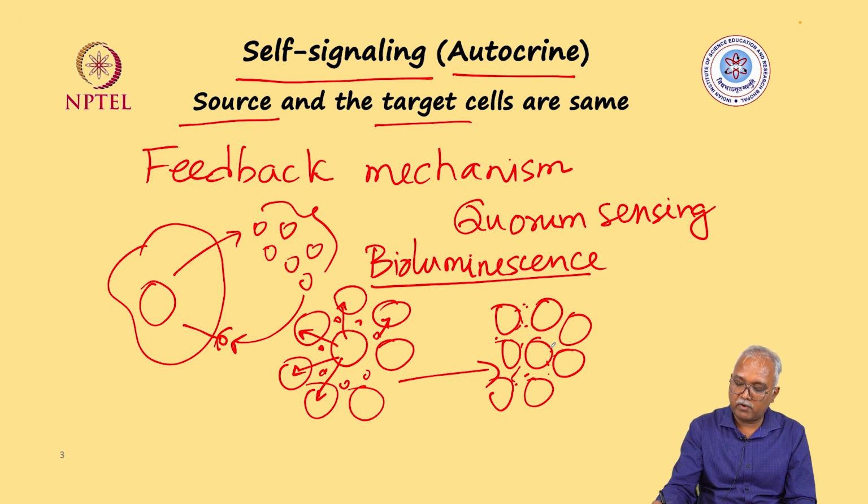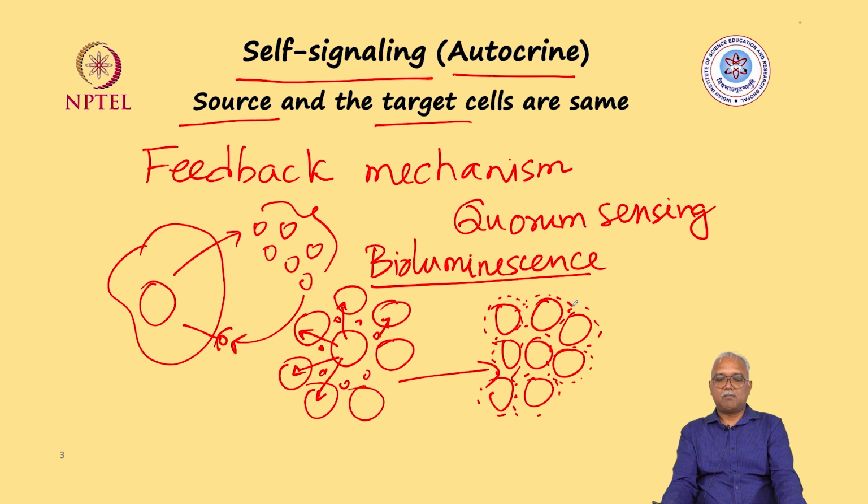So when you have a huge amount of signal present around them, they respond to that signal and start giving this light out, and you see the bioluminescence. So where does this more signal come from? Either the cells start to produce more signal, or there are more cells to produce more signal, right?